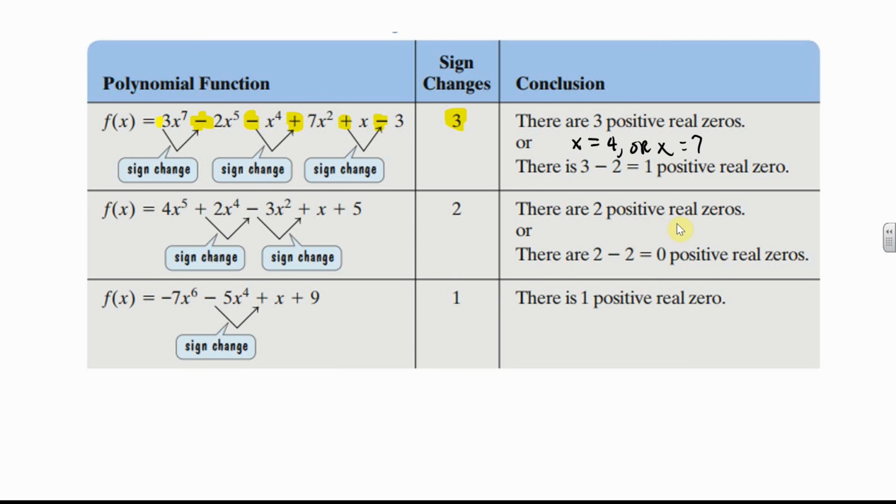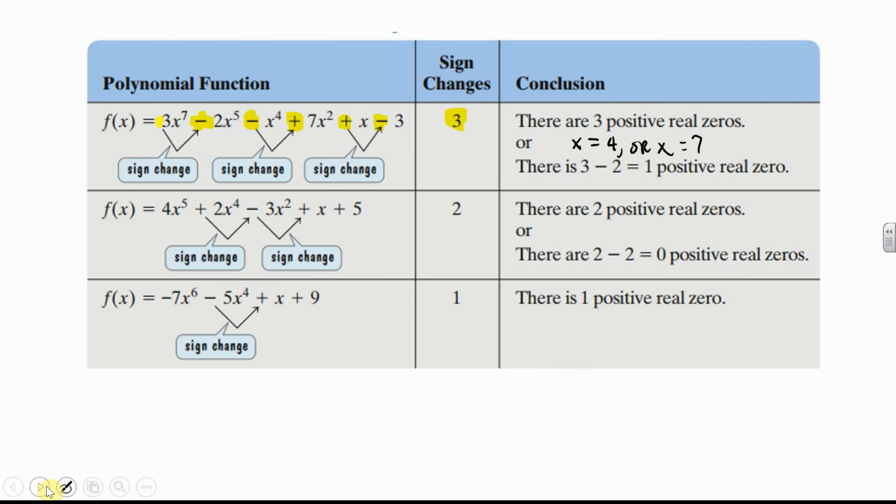So here we have 2 positive real zeros, or he says here, or there are 2 minus 2, which is, I think, misleading, because since we have 2 here, you would think that it would be 2 minus 1, 1 less than that positive number 2. So I would think it would be 2 minus 1, that we would get either 2 or 1 positive real zeros. Look at that last one, there's only 1 sign change, and so you keep it at that. There's only 1 positive real zero. What's less than that, or 1 minus 0, which is still the same thing. There's only 1 positive real zero.